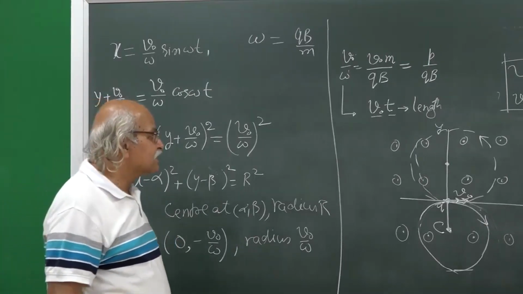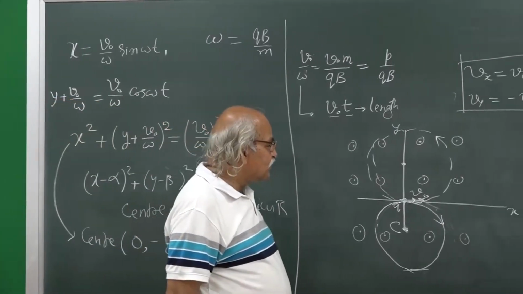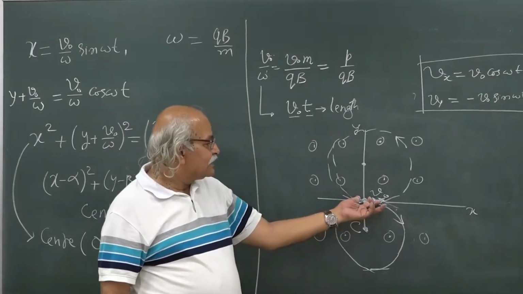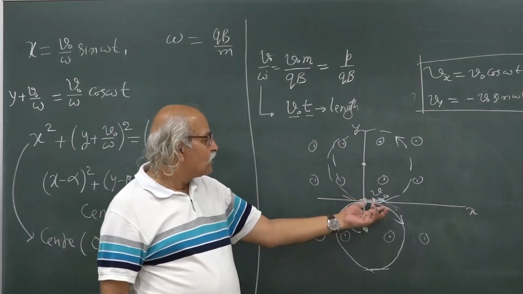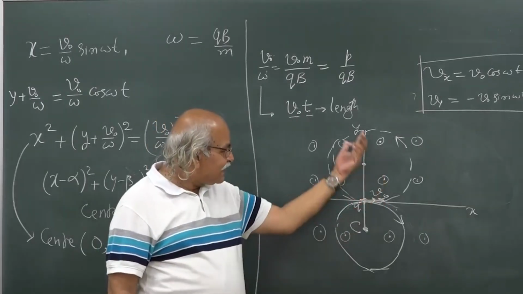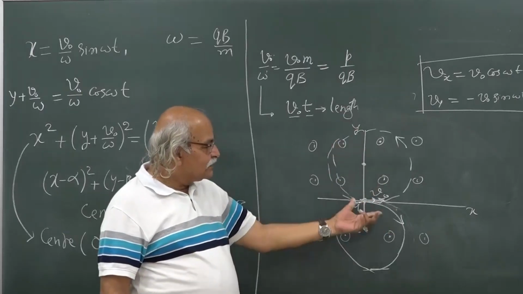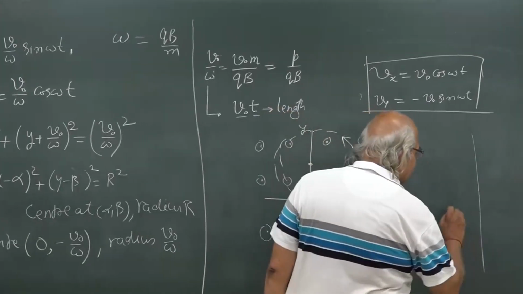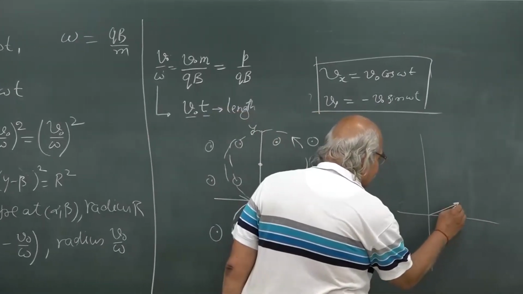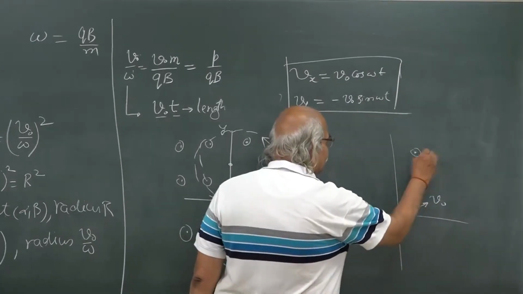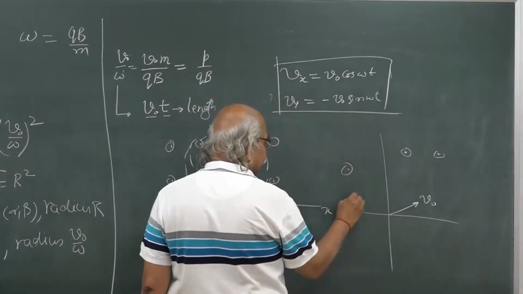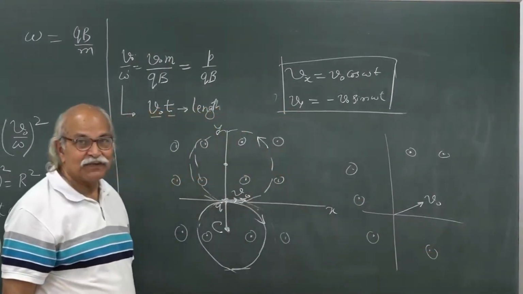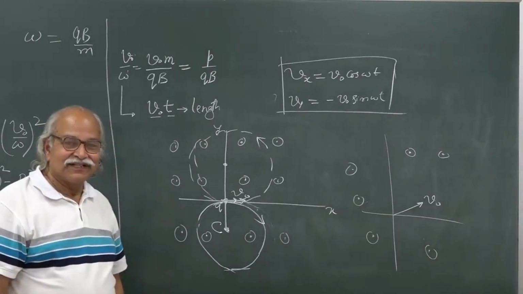Okay, next is, we have assumed that our velocity is in x direction, or in this plane, xy plane. If it is in xy plane, then also the same story. What happens? Suppose it is in xy plane, the initial velocity is this way, and you have a uniform magnetic field. What will happen? Simple story.